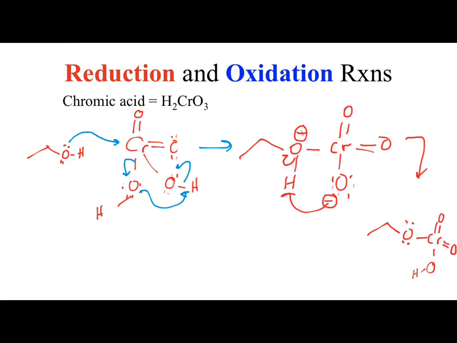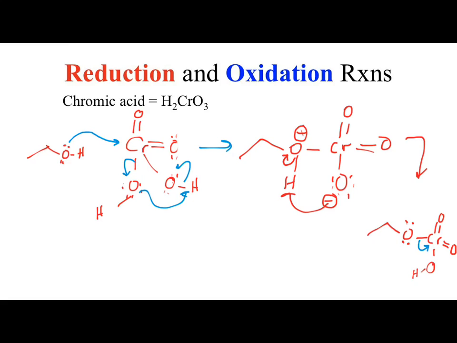Chromium still is very, very, very positive in this case. Okay, we still have a lot of electronegative elements attached to it. Okay? So it's going to want to steal some electrons from something somewhere. Where's the source of electrons? We can start to steal them from the oxygen. But wait, what happens to the oxygen? Now it becomes extremely positive. Does oxygen want to be positive? No. So what happens?